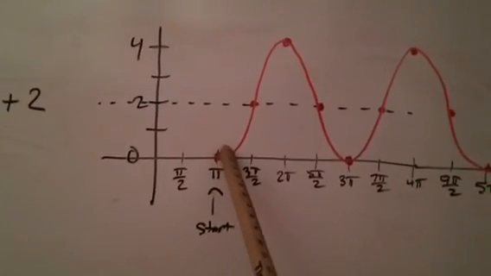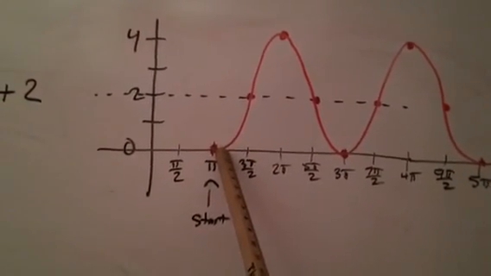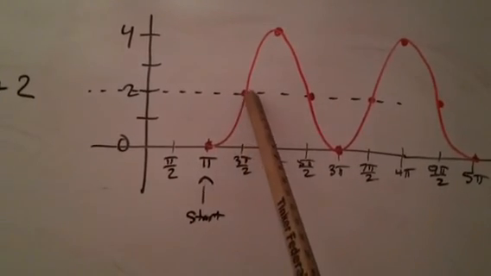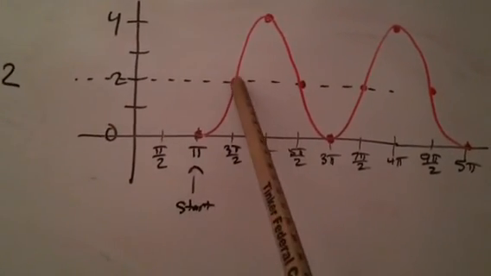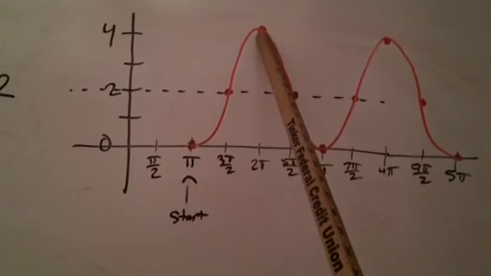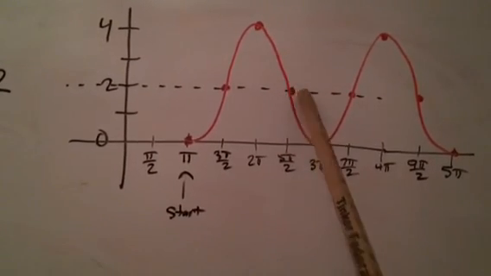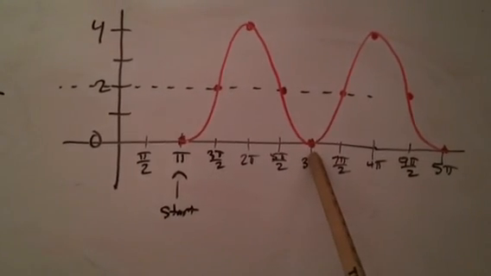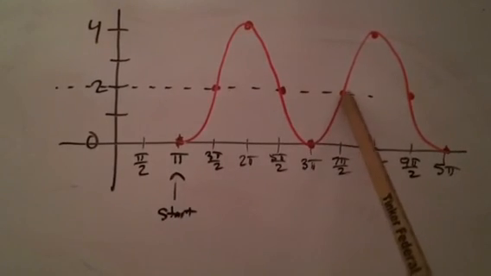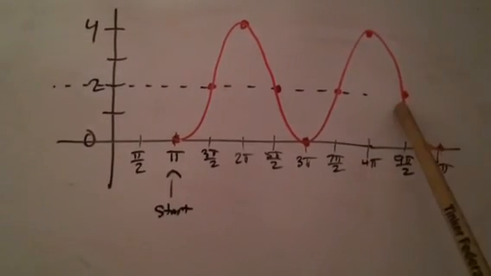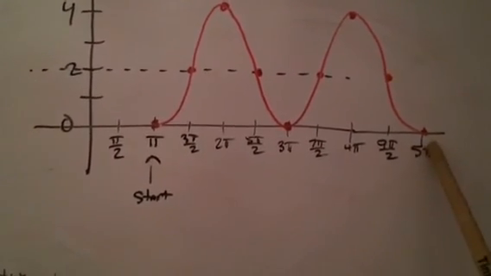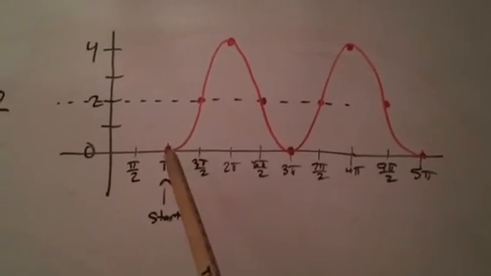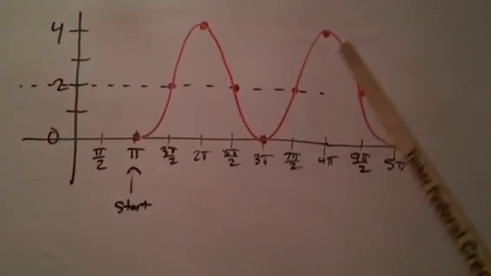So I'm going to start at the low point, which is 0. My middle ground is the dotted line, which is at 2. My high point is at 4. Middle, low, finishes 1 period. And then middle, high, middle, low, finishes the 2nd period. And therefore I have my graph.